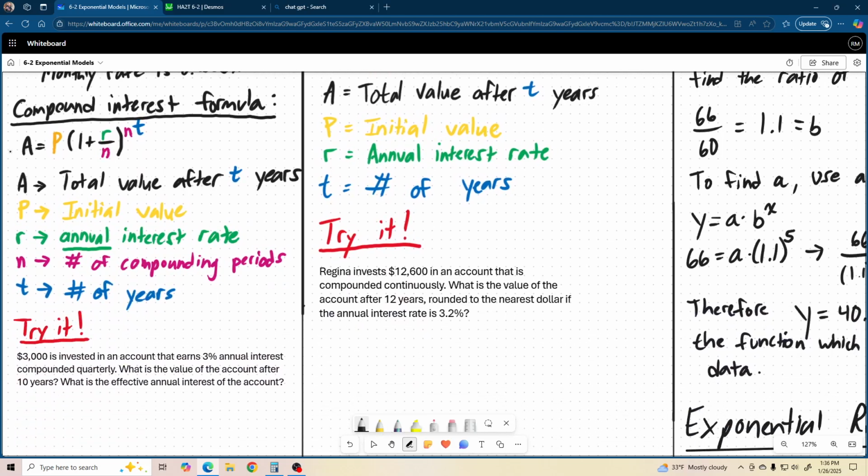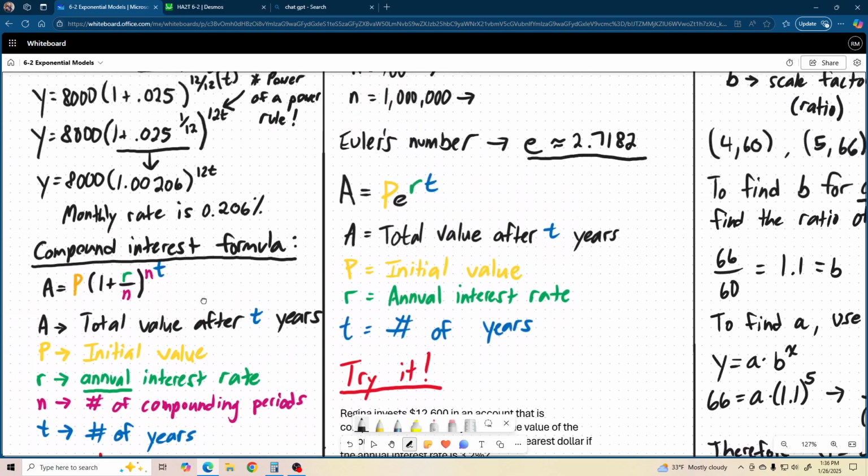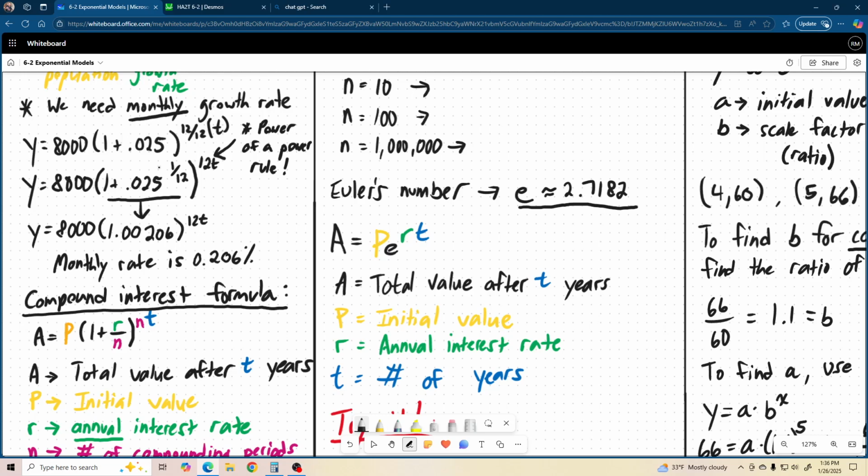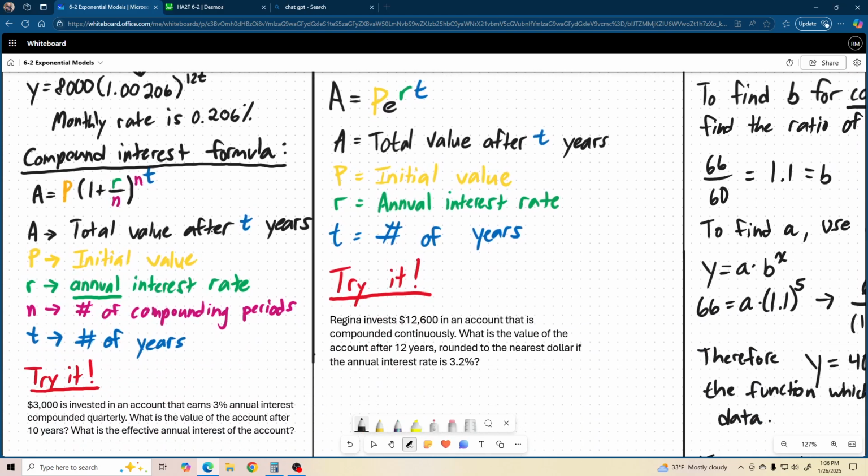So if we have A, right, which is our total value after T years, so we're still evaluating based on how many years, right? But in this case, we're breaking it down even more, right? The total value after T years is what our total is going to be, right? This is like the amount of money in the account after so many years. P is our initial value, so how much did we start with in the account? R is the annual interest rate. So in other words, how much are we making each year, or what is the interest rate every year?